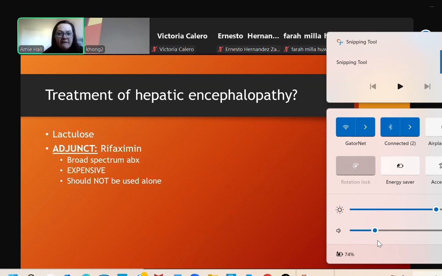As an adjunct, we can use rifaximin. Remember that rifaximin is adjunct, so it is to be used in conjunction with lactulose when lactulose isn't working enough. Rifaximin is a broad-spectrum antibiotic. It's expensive, and again, we should not be using it alone. We should be using it with lactulose. That's what adjunct means: alongside. I'm working alongside the main treatment.